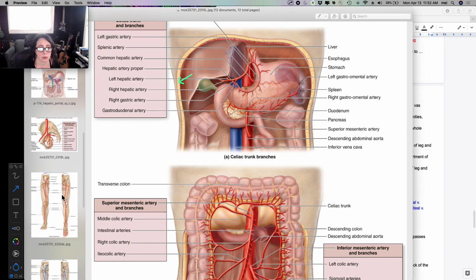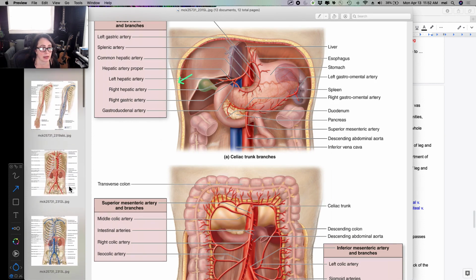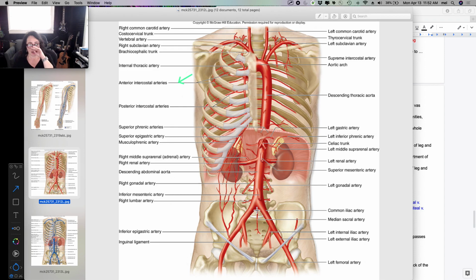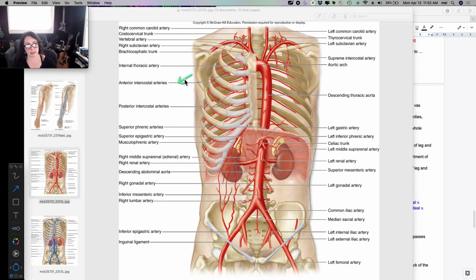Let's look back at this figure for just a second. Systemic arterial blood supply to the pelvis and the lower limbs is primarily going to happen as we get to the distal end of the descending abdominal aorta. We're going to split into the left and right common iliac arteries. There are some smaller ones, but primarily the common iliac arteries are going to split into the external iliac arteries and the internal iliac arteries. Do you see those? External and internal iliac arteries.